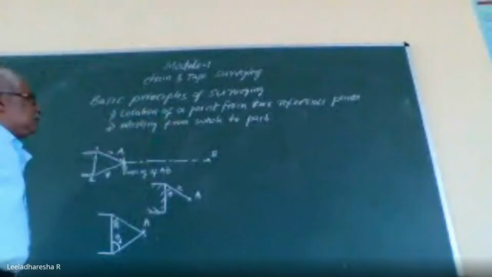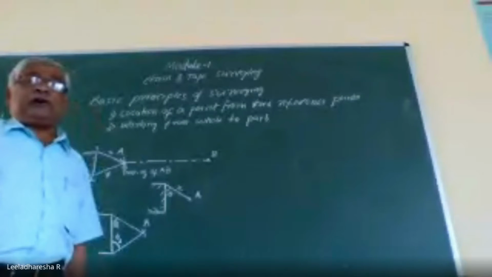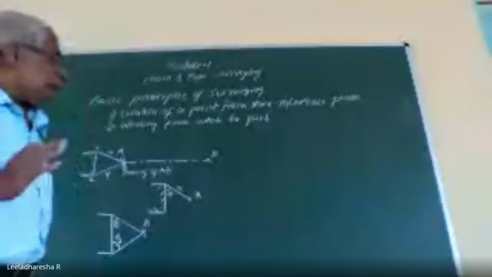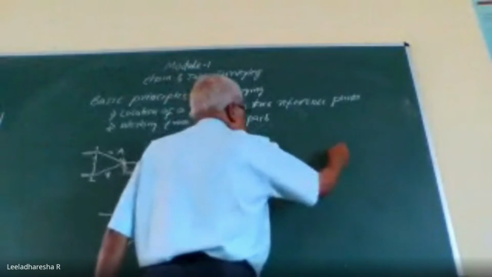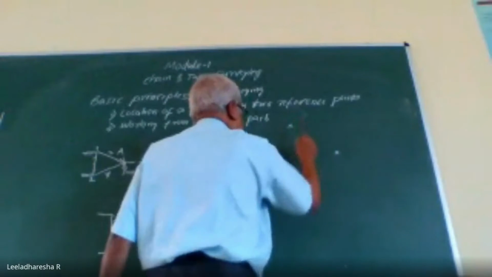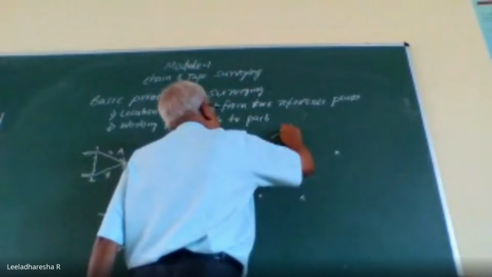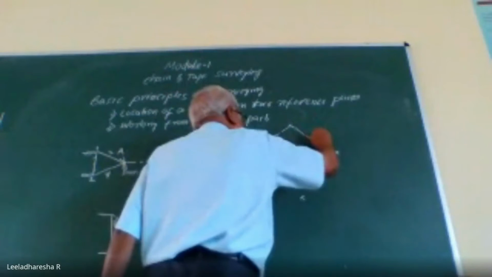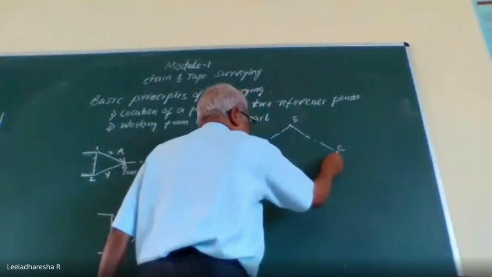Now we'll come to the second basic principle, called working from whole to part. To survey a particular area, let us say I want to collect all the details which are enclosed in this particular boundary. So let us say A to B is there, then B to C, C to D.